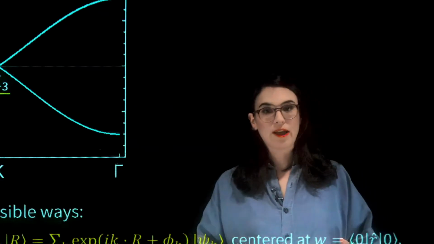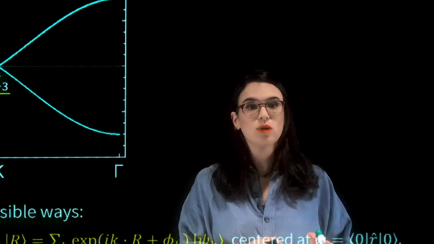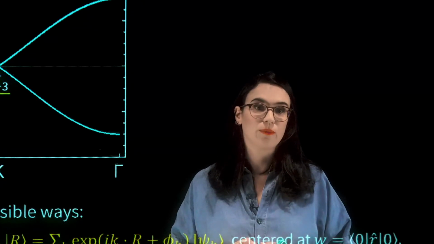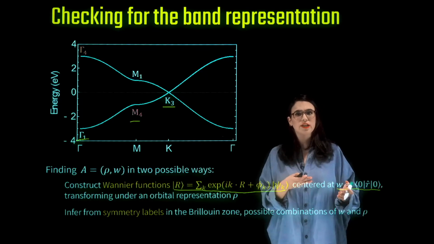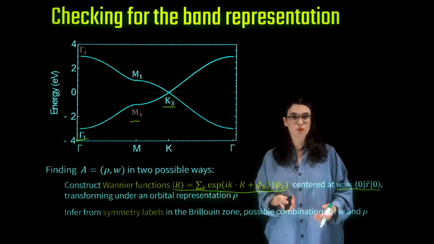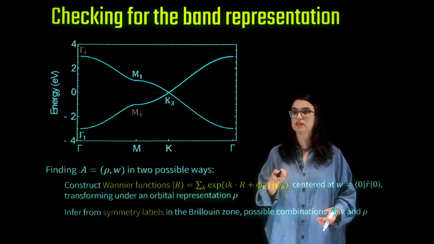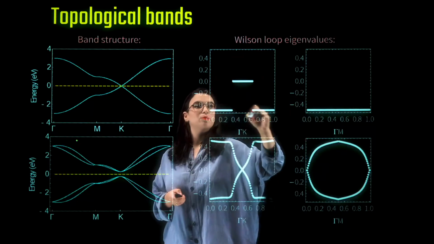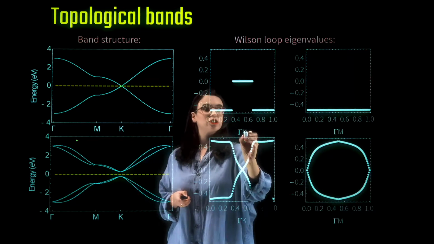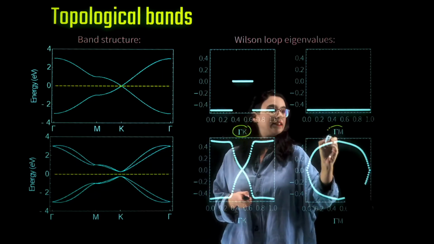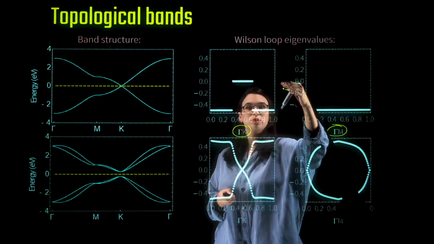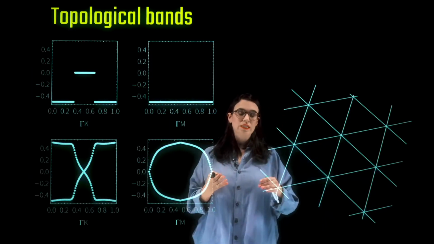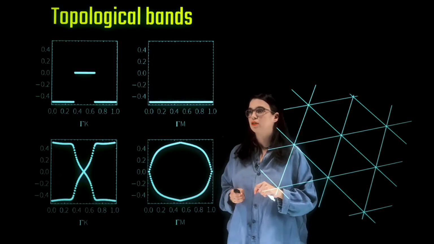So in the case of graphene, both with spin-orbit coupling and without spin-orbit coupling, we know that it is not compatible with an atomic representation. And we can cross-check this by actually calculating the Wilson loop eigenvalues. Then we will see it right here. These are the Wilson loop eigenvalues in two independent directions, the Gamma-K direction and the Gamma-M direction, without spin-orbit coupling and with spin-orbit coupling. In both cases, we see that it's not compatible with a single position.